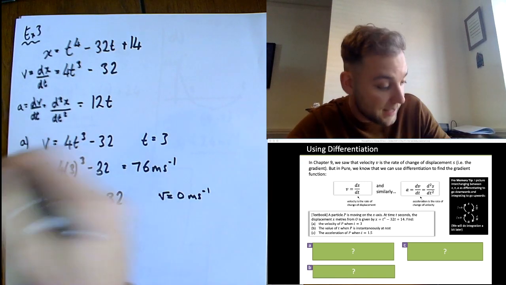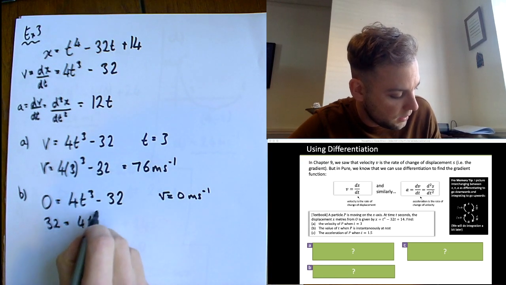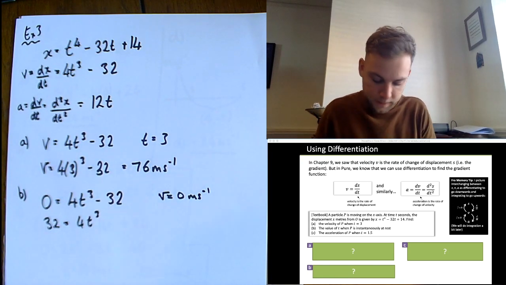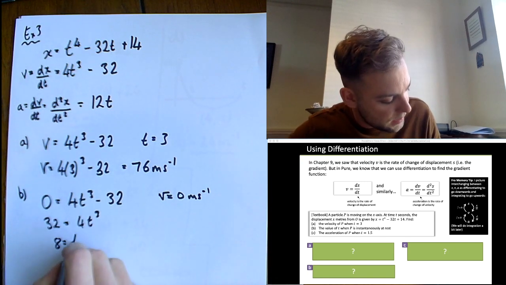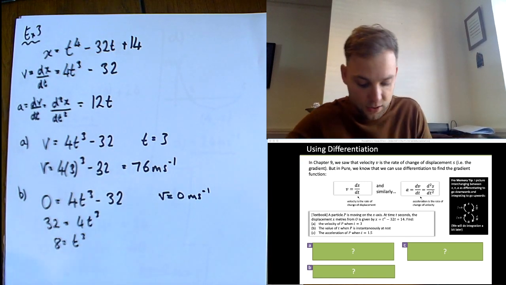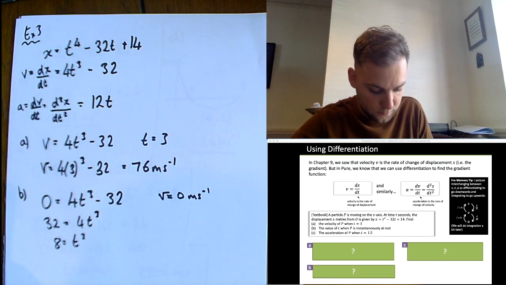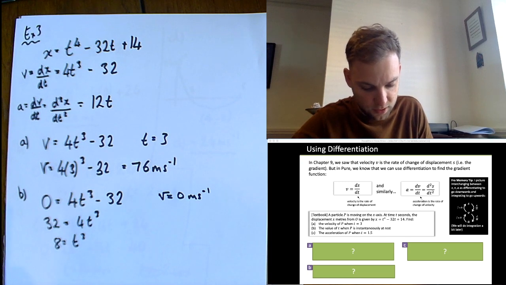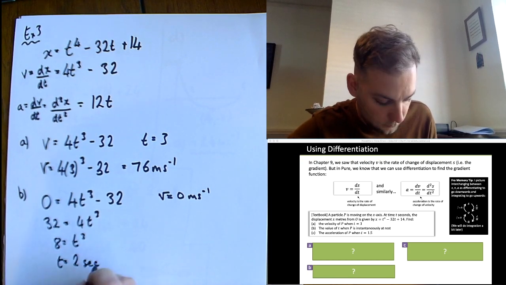So with this one here, let's take that 32 over. So 32 is equal to 4t cubed. Divide by 4. So 32 divided by 4 is equal to 8 is equal to t cubed. And then I want t on its own. So the cube root of 8, I mean, I could do that in my head. I should have done it in my head, really. So shift the cube root of 8 is equal to t is equal to 2 seconds.